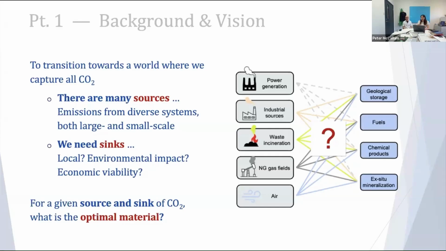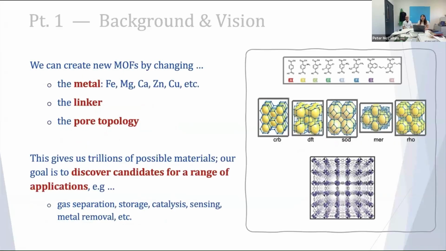Ultimately, we want to decarbonize our energy systems. That means that we'll have to capture our CO2, our carbon from many different sources, and equally there are many options for which you can send that CO2 to, or in other words, there are many CO2 sinks. So for each of those potential combinations of CO2 source and sink, the question was, what is the optimal process? What is the optimal material? So then we focused on metal-organic frameworks as the materials to investigate for this specific process.